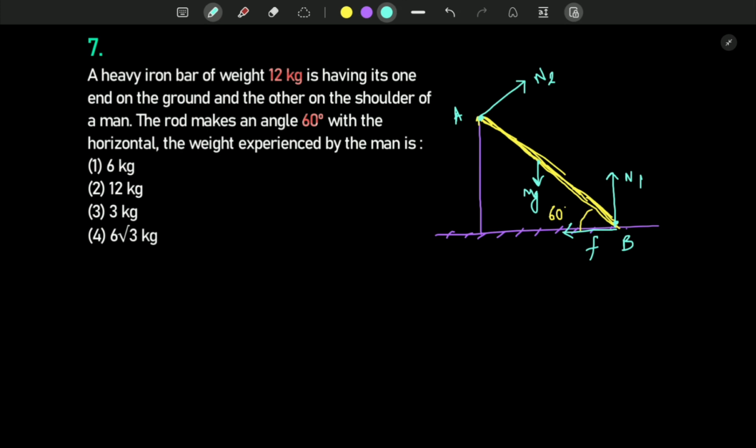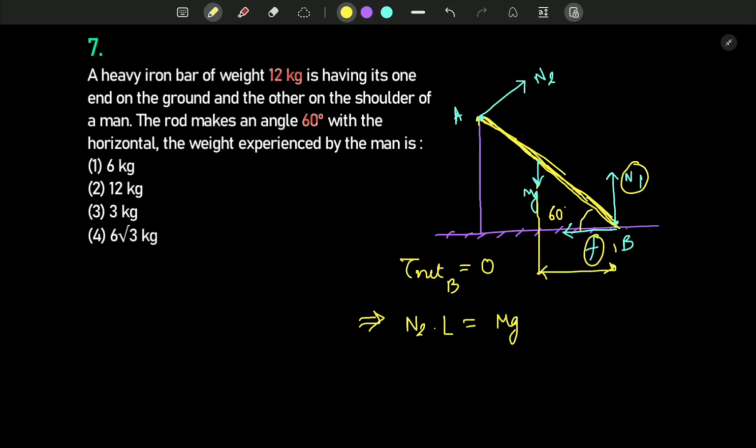So I have drawn all the forces of the FBD, and now I will do tau net, torque net, equals to 0, about point B. About point B, N1 and F will have 0 torque because these are passing through point B only. So I only have to do N2 and Mg. For torque, force into distance: N2 into the length of the rod L, equals Mg into the length, which is this projection of Mg.